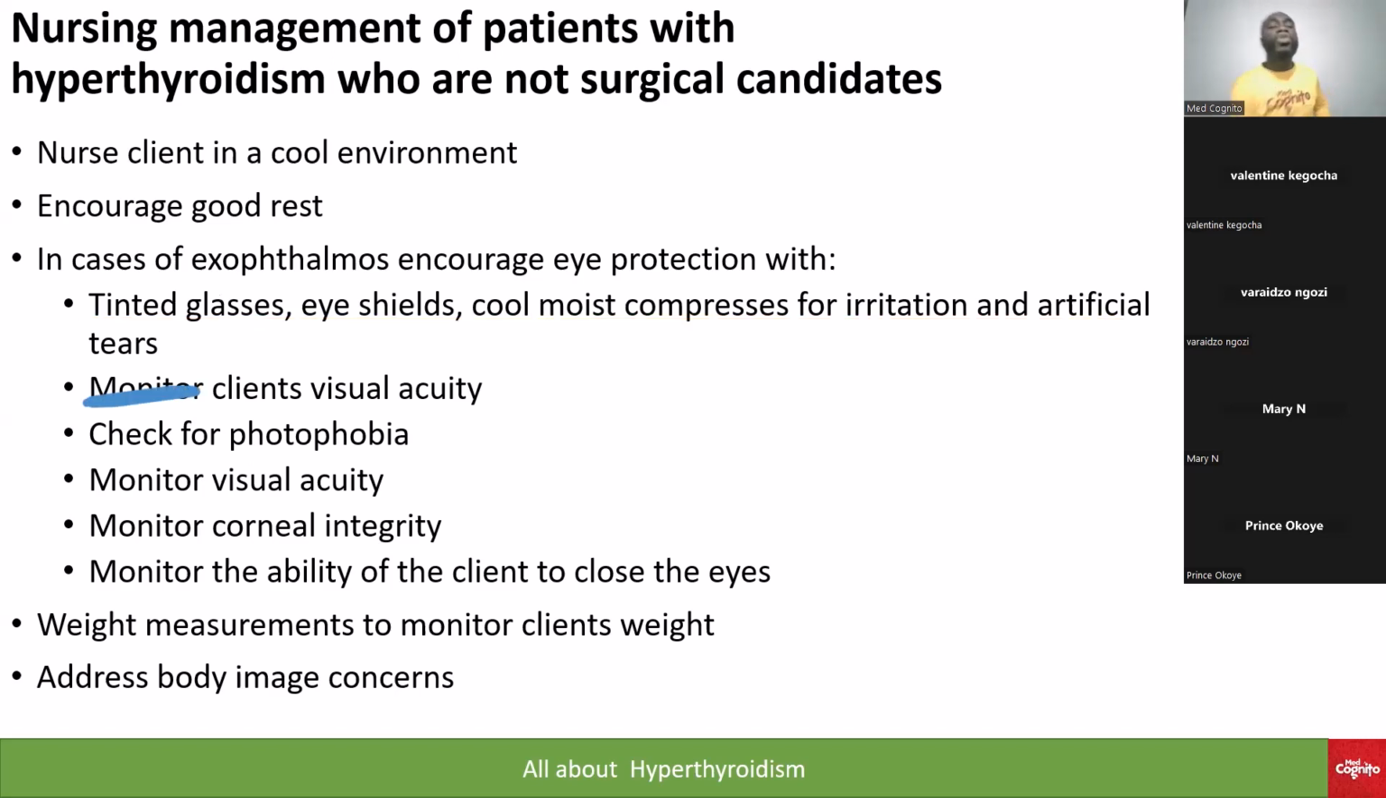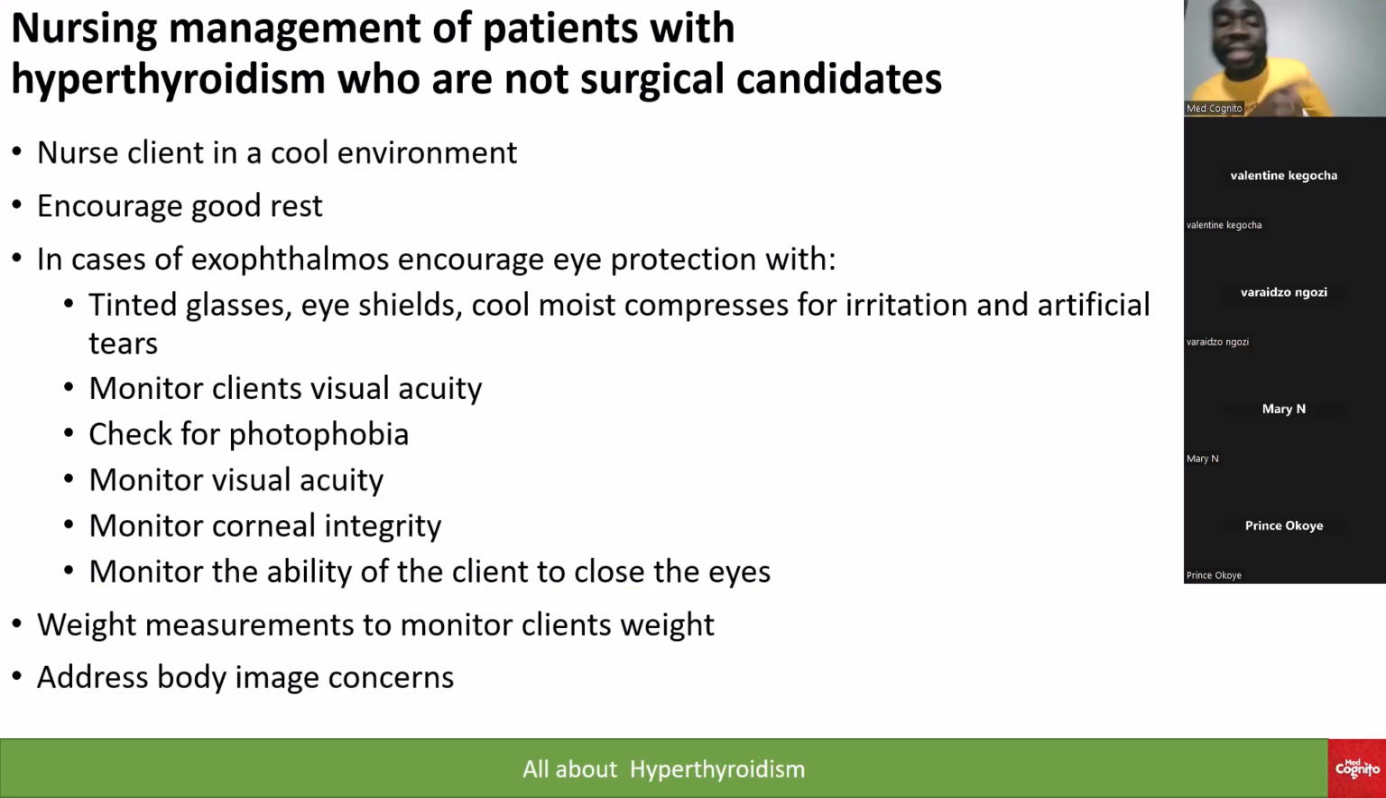Now, you can also monitor the visual acuity of the client, that is, check how well they can see. You can also check for photophobia because we said that at times they cannot look at bright light. You also want to check how well they can read and all that. And because their eyes are bulging, you want to make sure that there are no scratches on the cornea. All right? And you want to monitor the ability of the client to close their eyes.